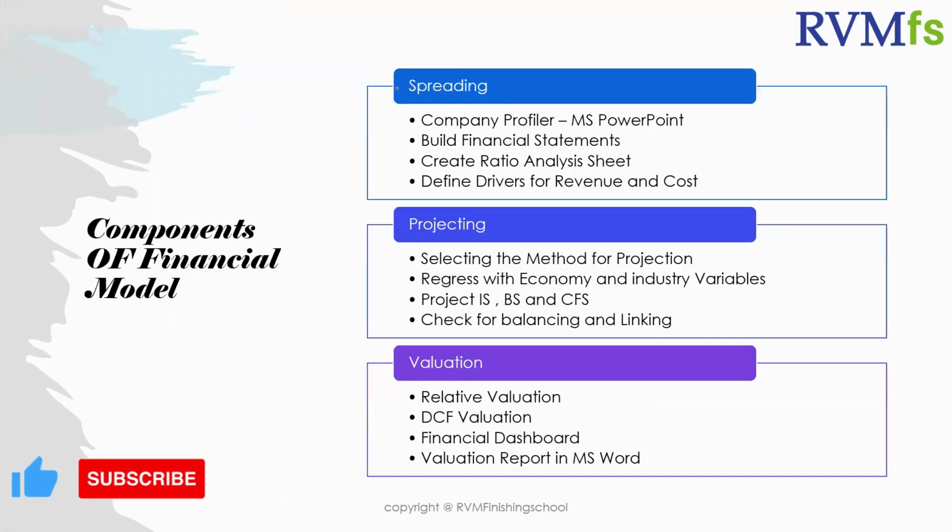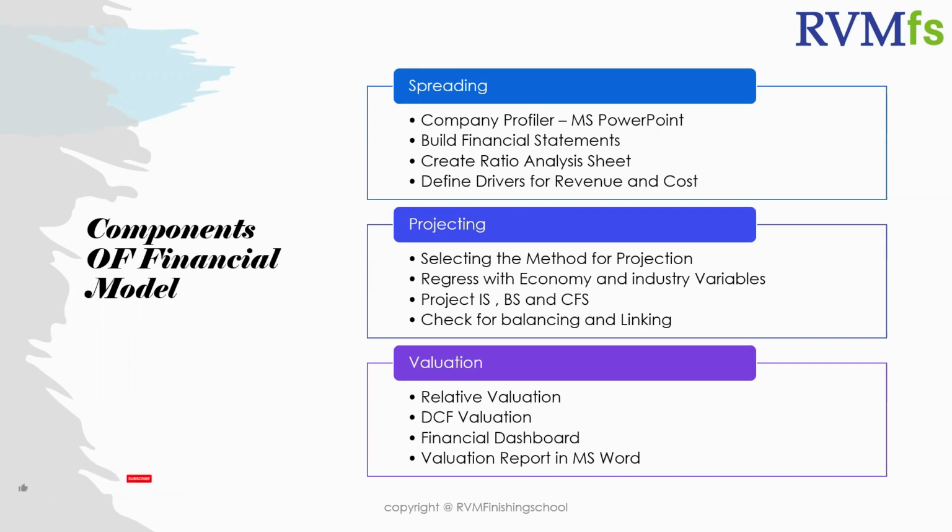Then we'll be moving into the spreading part, as we discussed before. We'll build a financial statement, create the ratios, and define drivers for revenue and cost. Then we'll move into projections. When we talk about projecting the financials, we need to understand the drivers running the business and what impacts the company that I'm looking into. So we'll see statistical methods as well as methods like regression analysis. We'll be doing all of this.